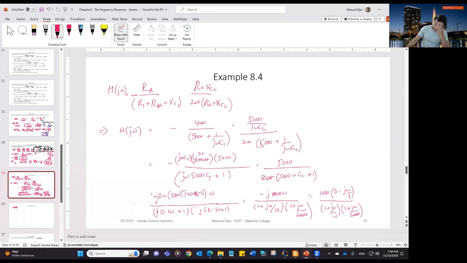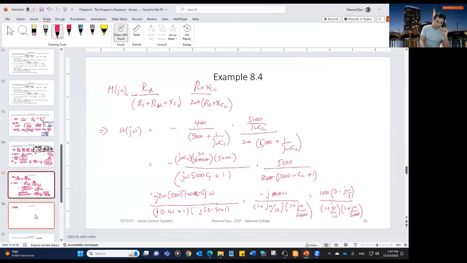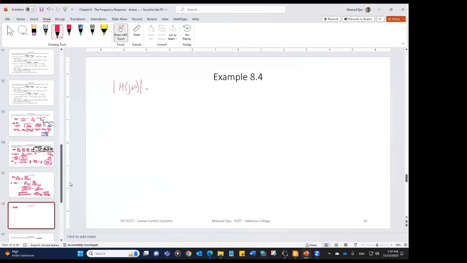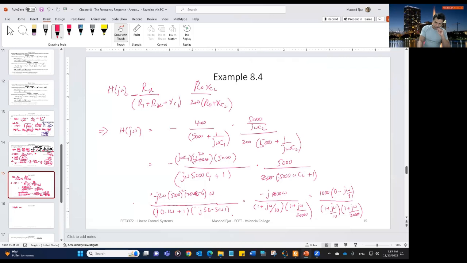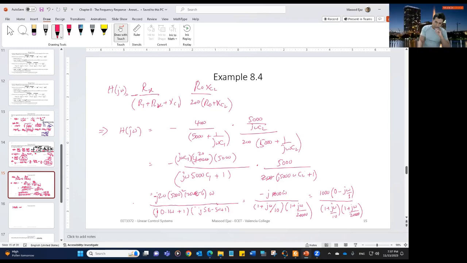What will be the magnitude of that expression? It is the magnitude of the numerator divided by the magnitude of the denominator. All right. So what is the magnitude of the numerator? 10,000. Magnitude of this factor, what is the magnitude of this factor? It would be 0 squared plus omega over 1 squared, so omega squared under the square root. So simply omega. Negative j omega: the magnitude of that is simply omega.